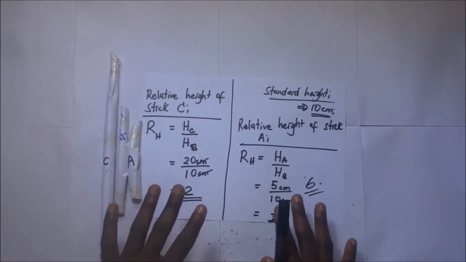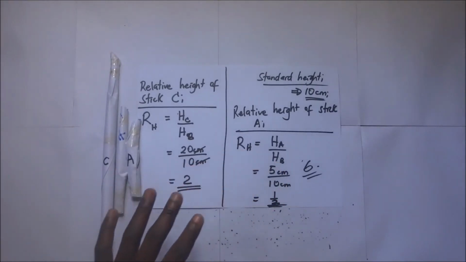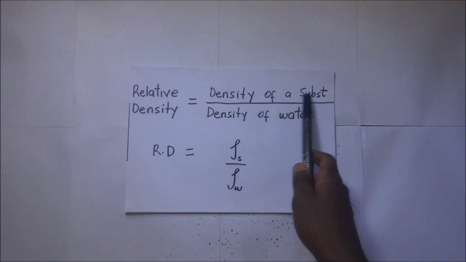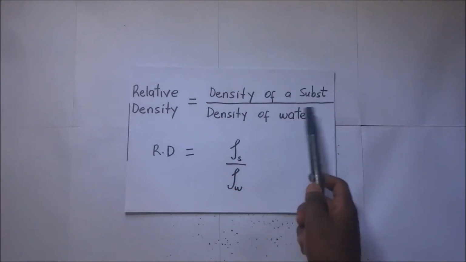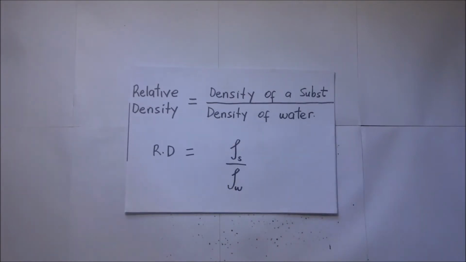Now I want us to relate this to what we mean by relative density. It is going to be exactly the same thing here. Like in my earlier illustration where I was using sticks, the same reasoning I used there is the same reasoning that is at play here. Relative density is simply the ratio of the density of a substance over the density of water. So in this case, the density of water is our standard.